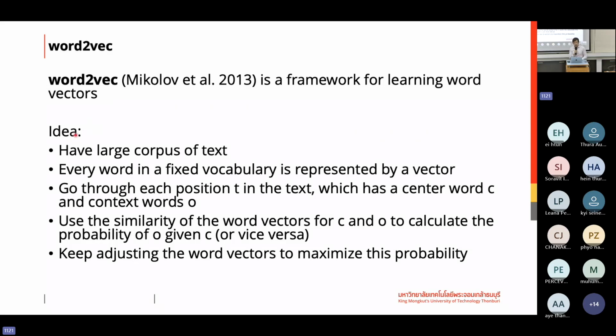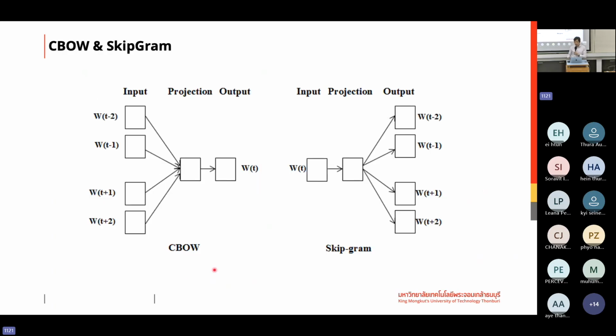It works with a large corpus of text, where every word in a fixed vocab is represented by a vector, so you change the word into a vector. Then going through each position, you have a center word C and context word O. You are essentially trying to predict what C should be from O, and adjusting the word vector to maximize probability. So it works like that.